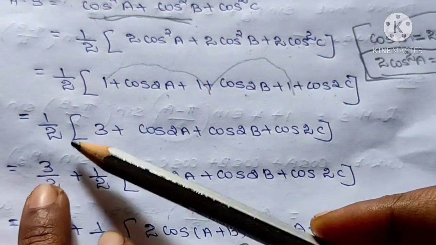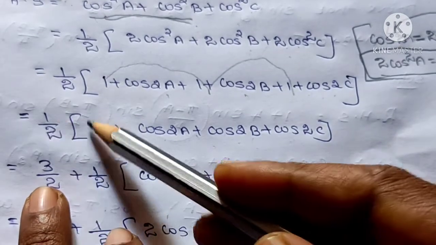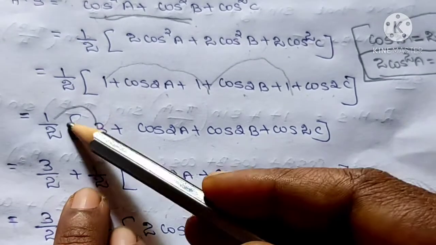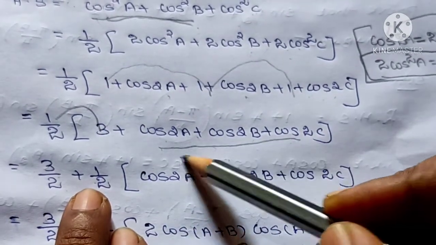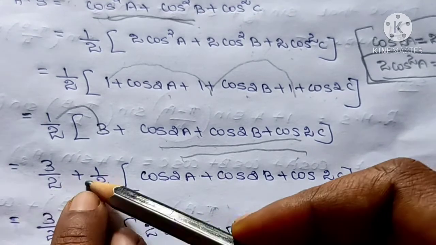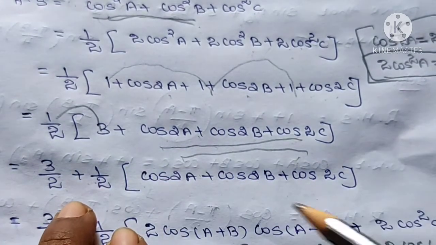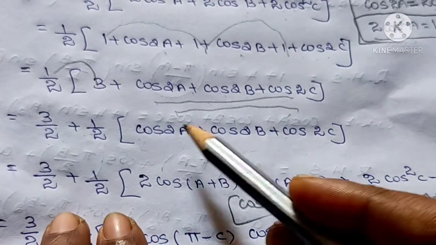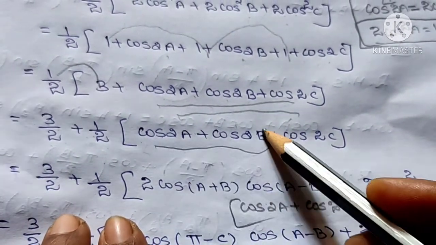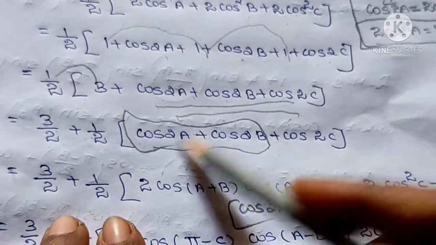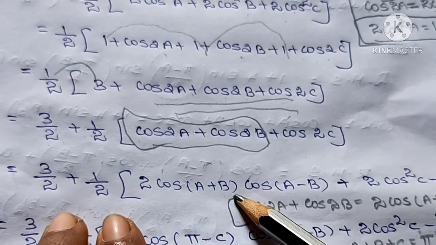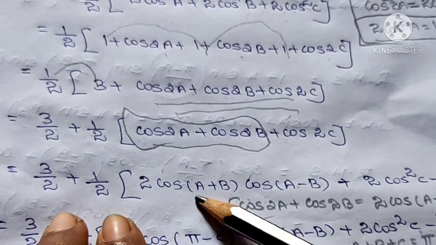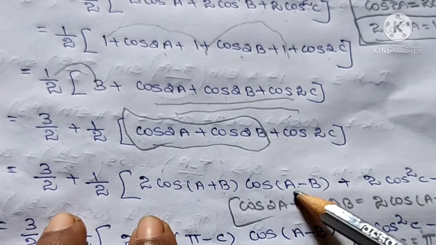Okay, 1 by 2 we keep outside. Now you multiply 1 by 2 into the inside terms. So 1 by 2 into 3 is 3 by 2, plus 1 by 2 into these terms. So 3 by 2 plus 1 by 2 into the bracket, inside you write the remaining terms: cos 2A plus cos 2B. We apply one formula: 2 cos of (A plus B) cos (A minus B). Cos 2A plus cos 2B formula is 2 cos of (A plus B) cos (A minus B).